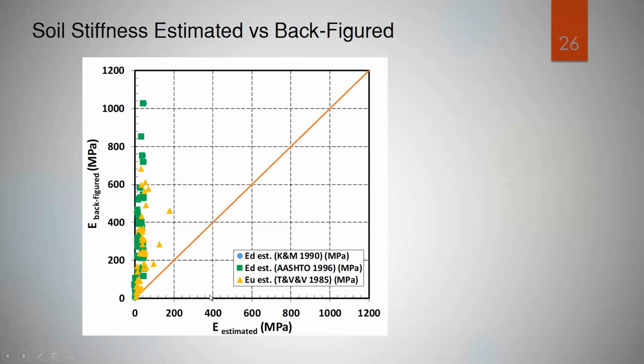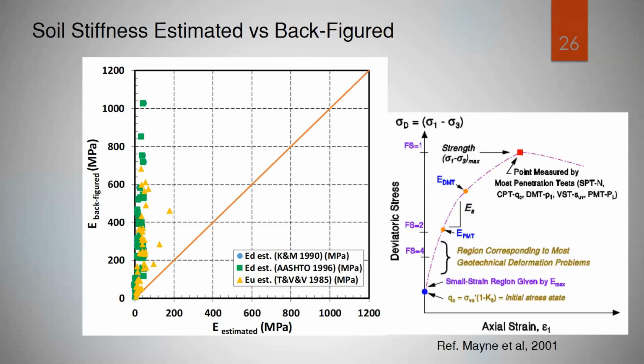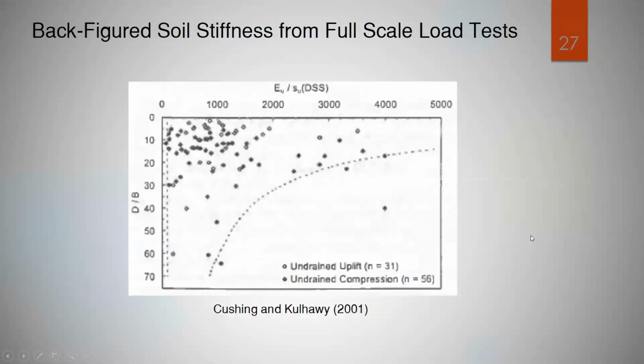As we see here, the estimated soil stiffness is an underestimated value. Consequently, the expected settlement is an overestimated value. And this matches what Mayne et al. published in 2001. Also, we went through the literature and found back-figured soil stiffness from full-scale load tests.